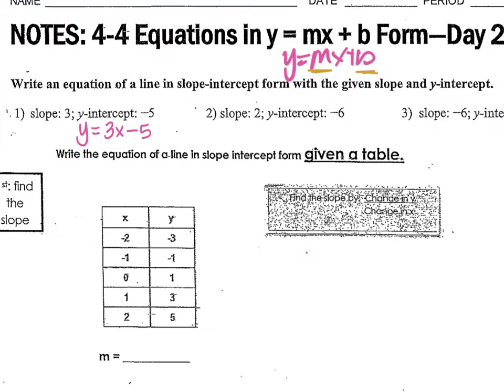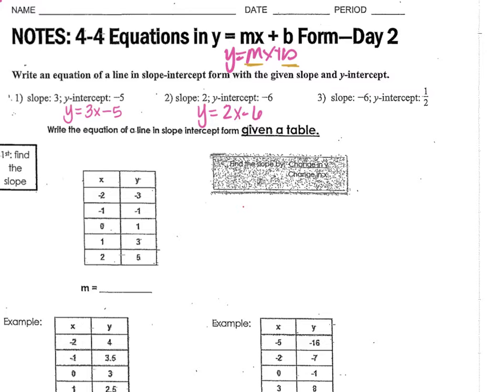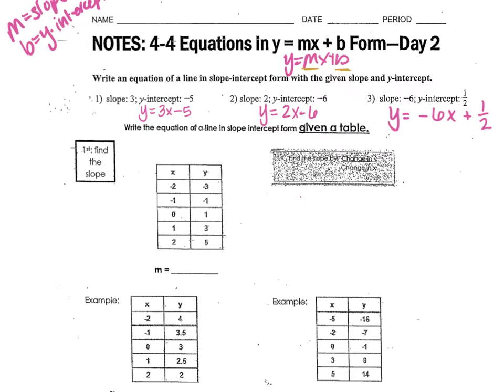Okay, what about number 2? Y equals 2x minus 6. And then number 3. Plus 1/2? Yeah. Or 0.5?